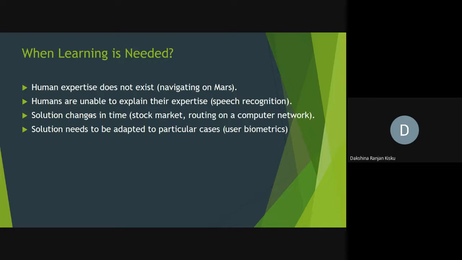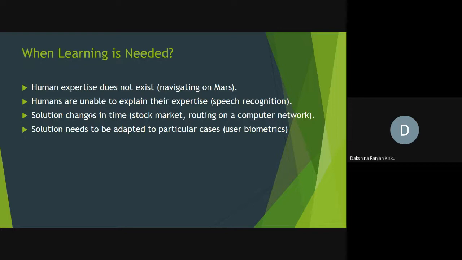Now, sometimes we need solutions that are adapted to particular cases, like user biometrics. What does a biometric system do? The biometric system recognizes persons by biological evidence found on the human body, like face image, ear image, fingerprint image, iris image. Through these biological evidences, the machine learning algorithm can be used to recognize the persons.